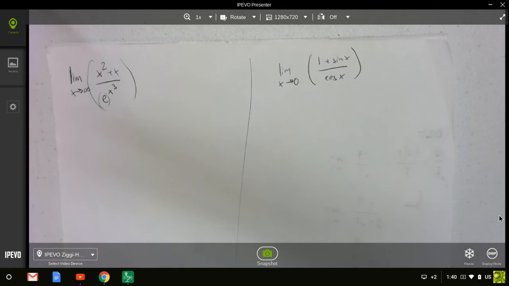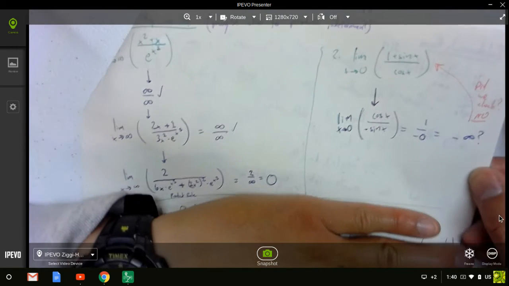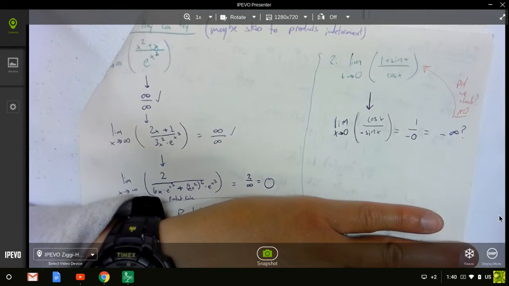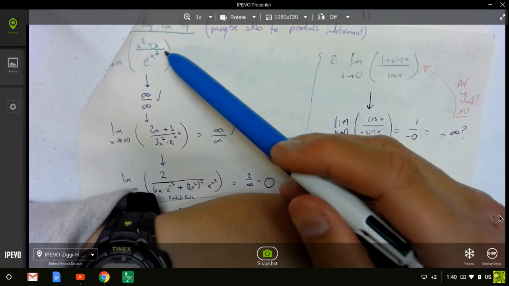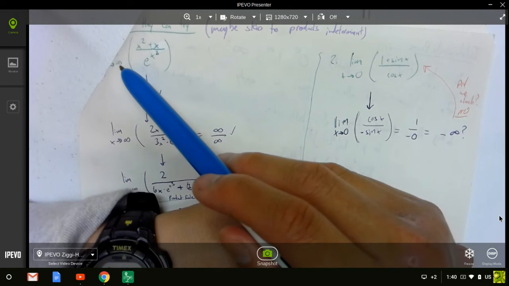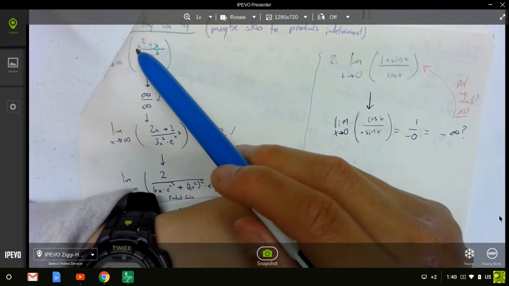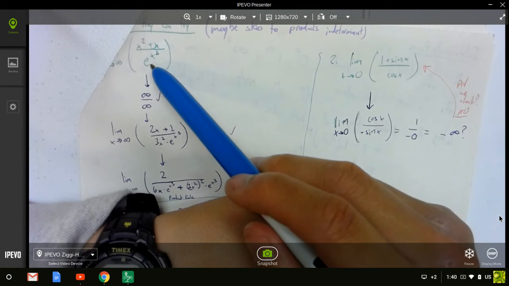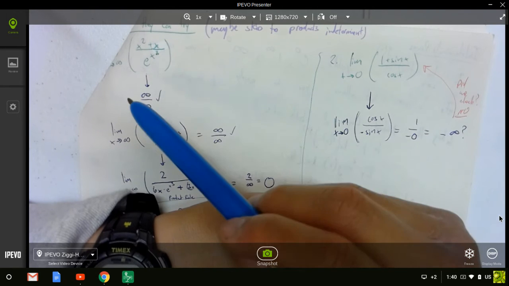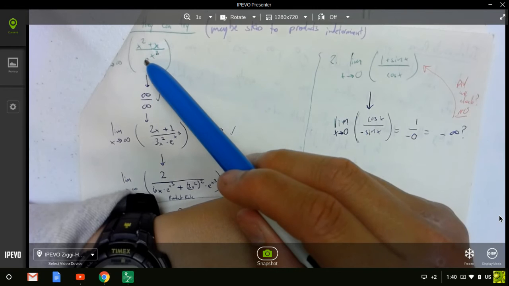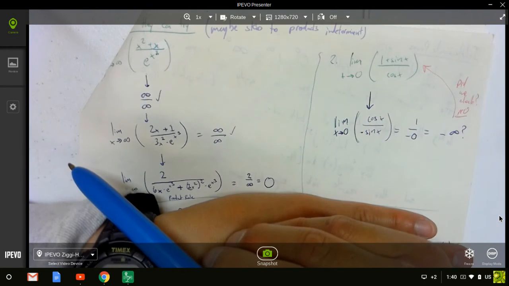Hopefully you've unpaused it by now, so I'm going to show you the solution. It's the exact same 2 problems now with the solution. Here, what you're going to find out is if you input infinity as x approaches infinity for this limit, it'd be like infinity squared plus infinity over e to the infinity cubed. I'm sorry about that.